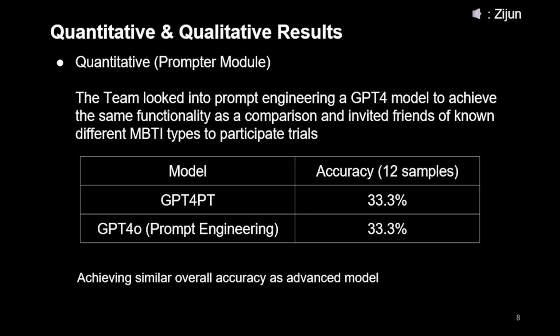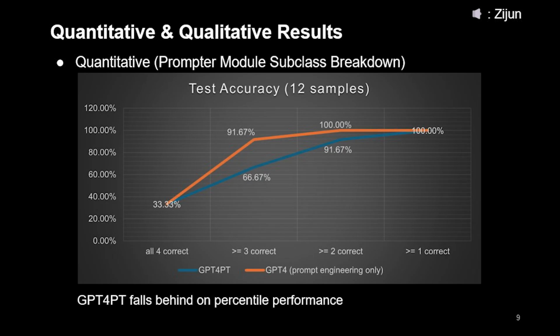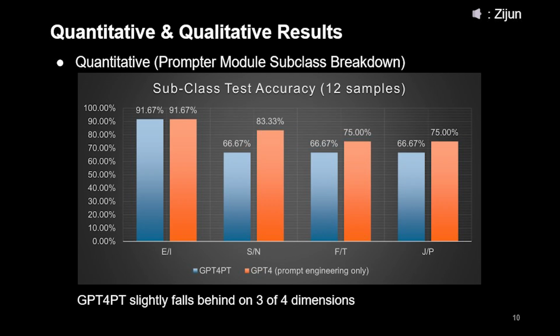We had 12 participants, all with different MBTI types, participate in the trial. But when we look at it closely, when we break it down, we can see that the pure GPT-4 model actually performs slightly better, achieving higher accuracy earlier, at 300 above correct predictions. When we look at the subclasses, we can also see that the GPT-4 model performs slightly better than our GPT4PT system.